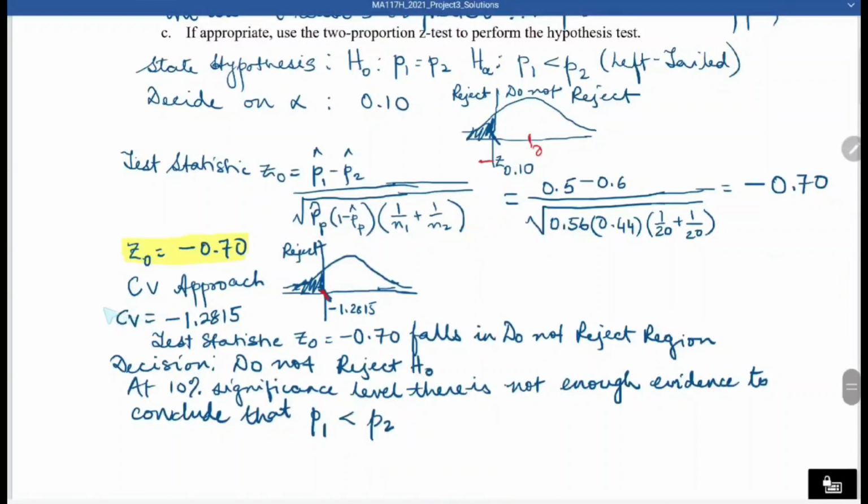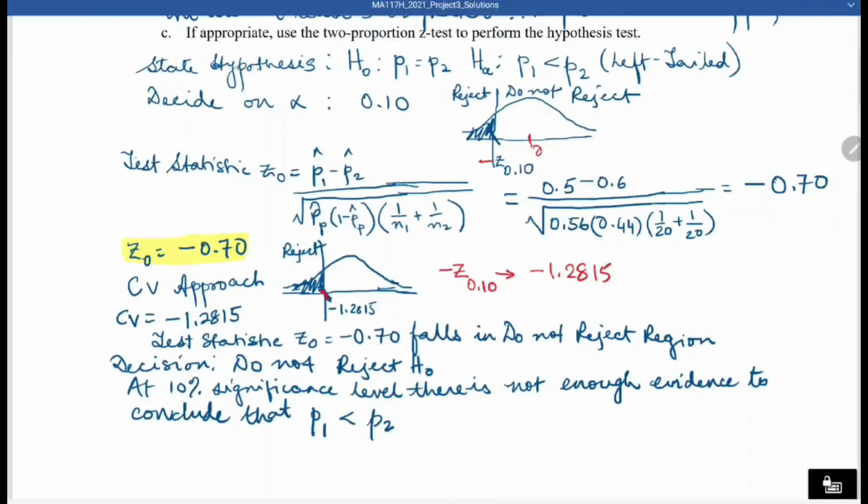And then in step 4, we use the critical value approach, right? And we come up with negative 1.2815. So what is the critical value approach? Or rather, the critical value is negative z of 0.10. So if you look up your table, you should get a value of negative 1.2815.